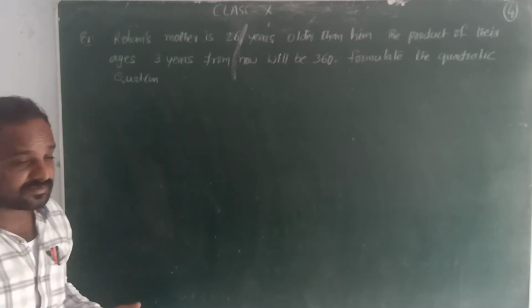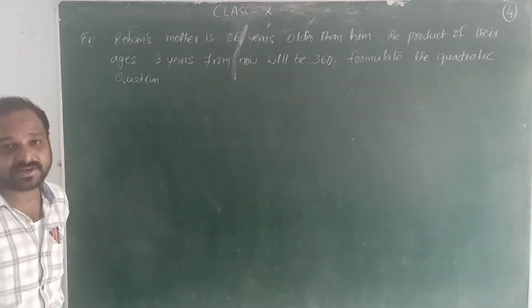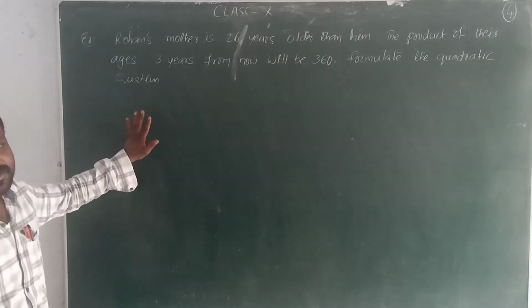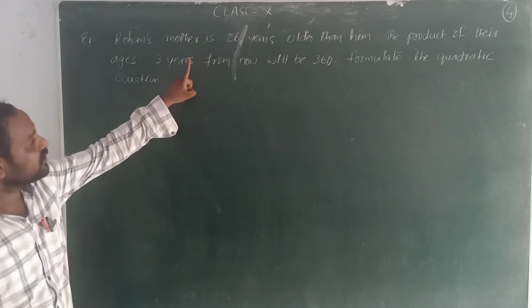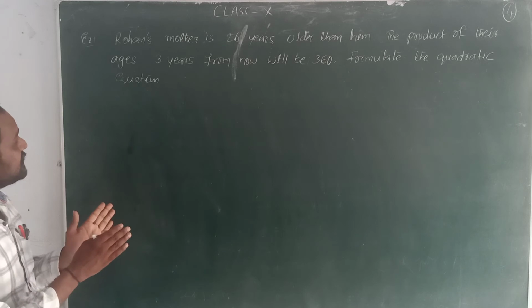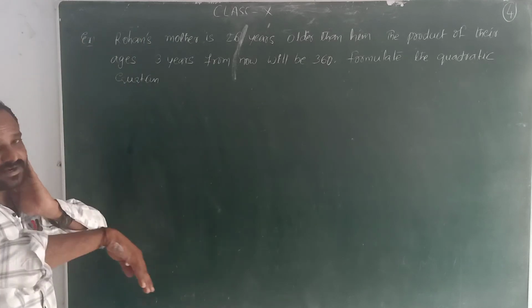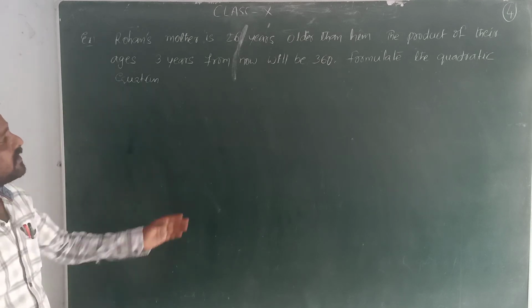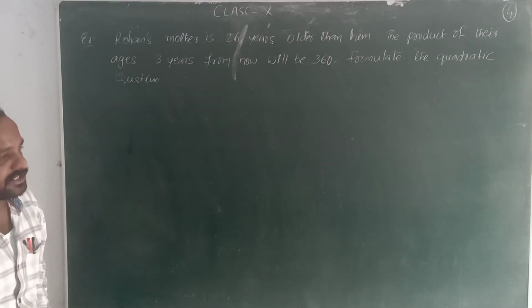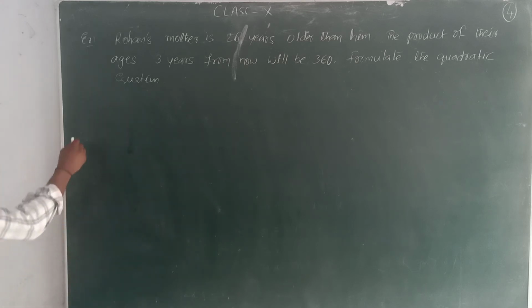I will give you 3 minutes or 4 minutes for this. You can formulate that. What is the question given? Rohan's mother is 26 years older than him. The product of their ages 3 years from now, that means after 3 years, will be 360. Formulate the quadratic equation for the given situation. Do it.